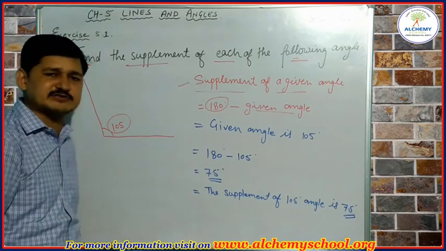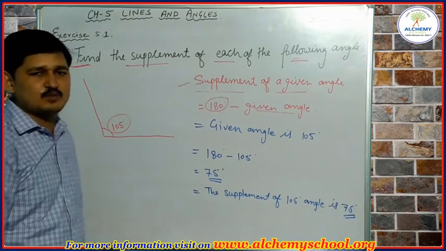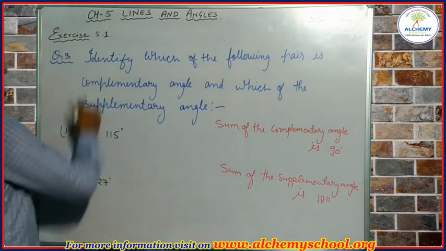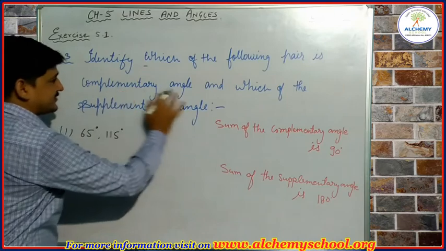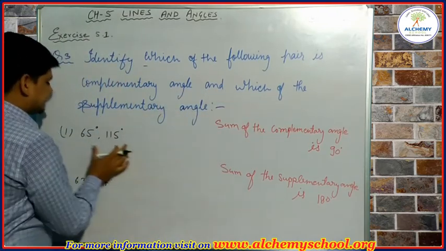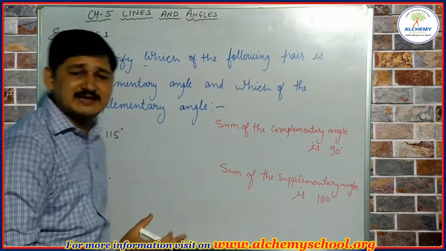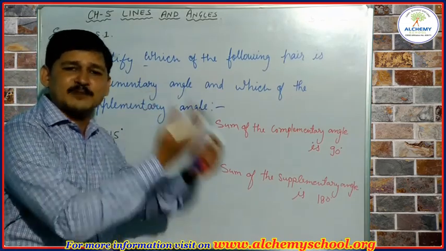The next question we are going to see is question number 3. Let's see what is given in question number 3. In question number 3, identify which of the following pairs are complementary angles and which are supplementary angles. Some pairs of angles are given here. We have to identify the pair which is supplementary and which is complementary.